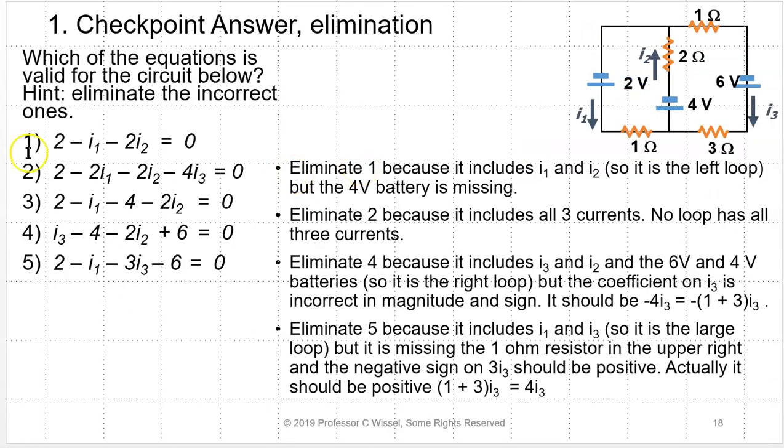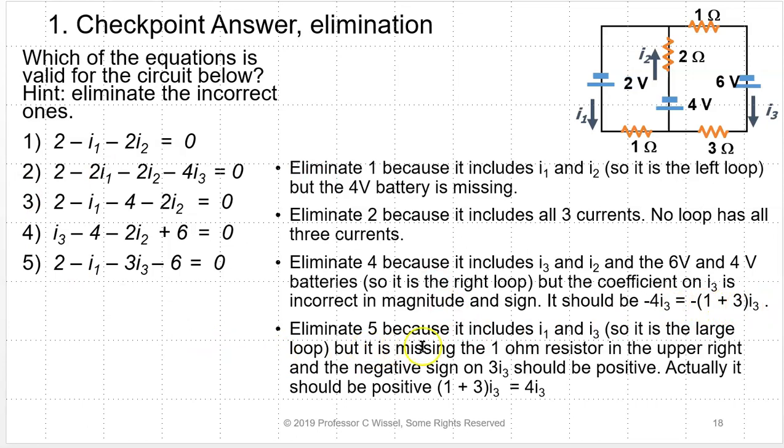So I eliminated number 1 because it includes I1 and I2, so it's a left loop with the 4 volt battery missing. I eliminated number 2 because it includes all 3 currents. No loop has all 3 currents. I eliminated number 4 because it includes I3 and I2 and the 6 volt and 4 volt batteries, so it has to be the right loop, but the coefficient on I3 is incorrect, in magnitude and sign. It should be minus 4I3 or minus 1 plus 3I3.